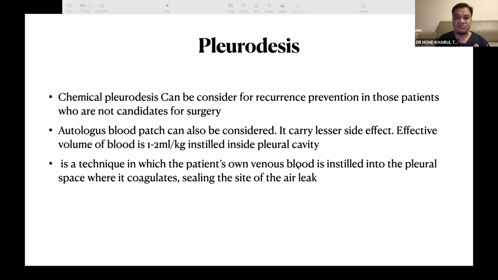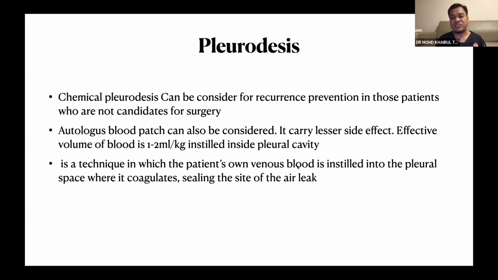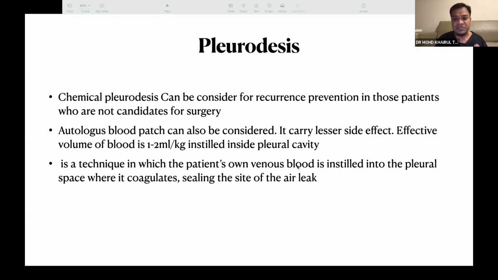So in this type of patient, maybe you can try pleurodesis. We have chemical pleurodesis. You can offer it especially when you see the pleura attached together and the lung is basically expanded, but the air leak still persists.